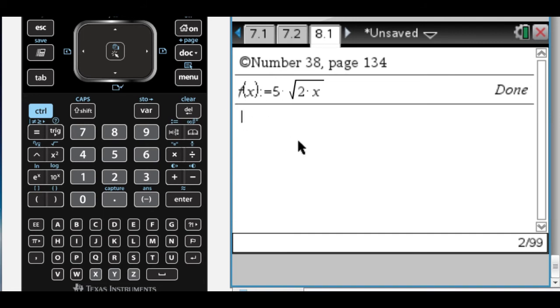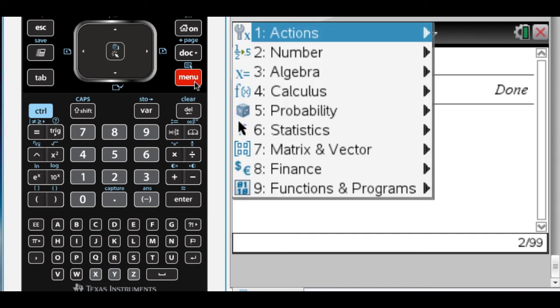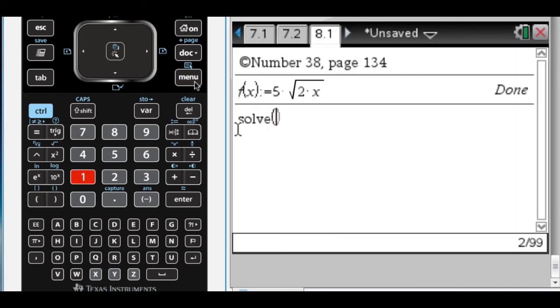I have a couple of options for that. The one that I'm going to use is menu 3, 1. I'm going to solve where f of x equals 10, right? Because if I want f inverse of 10, I'm trying to figure out where f of x equals 10. So let's do that. And I get x equals 2, which is option C.